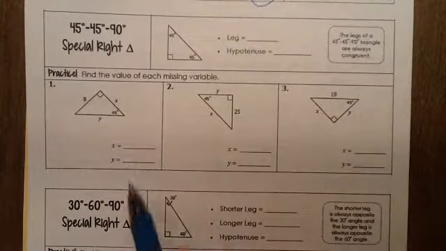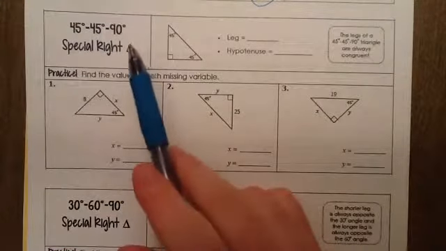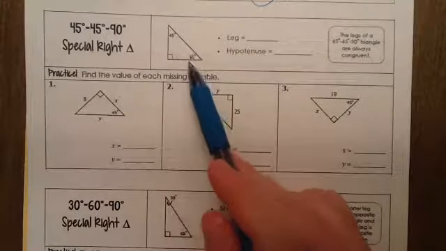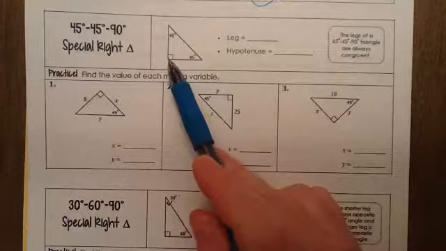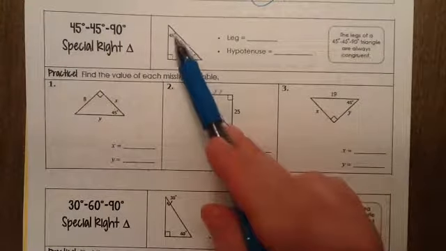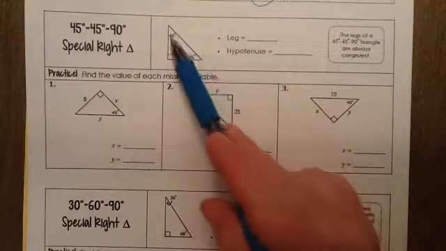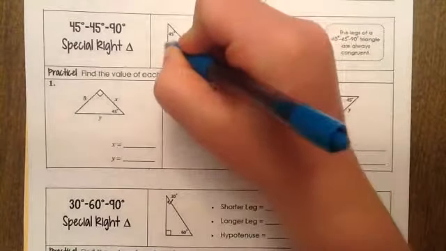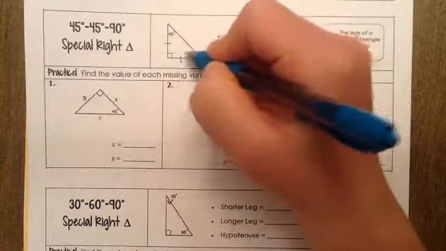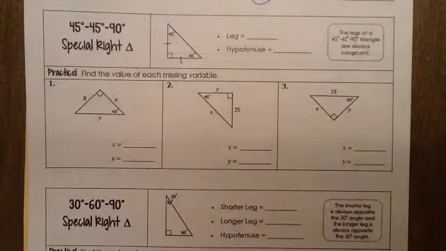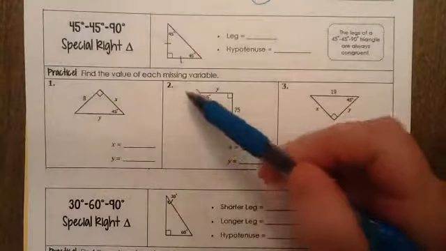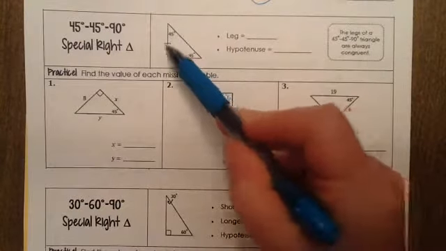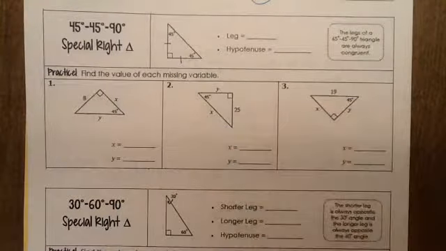So the first one we use is 45, 45, 90. And that's talking about the angles of the triangle, 45, 45, 90. Okay? So you will notice that this is an isosceles. So since two of these angles are the same, that means their matching sides are the same. And the hypotenuse is always across from the 90. So I have two sides that are the same and the hypotenuse.